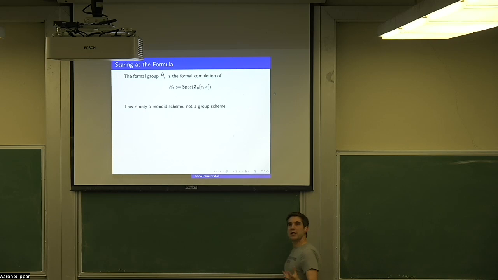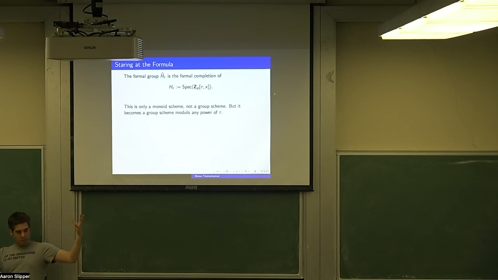Now, the co-multiplication, remember, that's x goes to x tensor 1 plus 1 tensor x plus tau times x tensor x. So that's always defined at the scheme level and makes this into a monoid scheme. It's not a group scheme in general, because if you write the formula for the antipode, then you'll see that you need a power series in x instead of a polynomial. It's only a monoid scheme, not a group scheme. But if you reduce mod any power of tau, when tau is 0, it is the usual additive group.